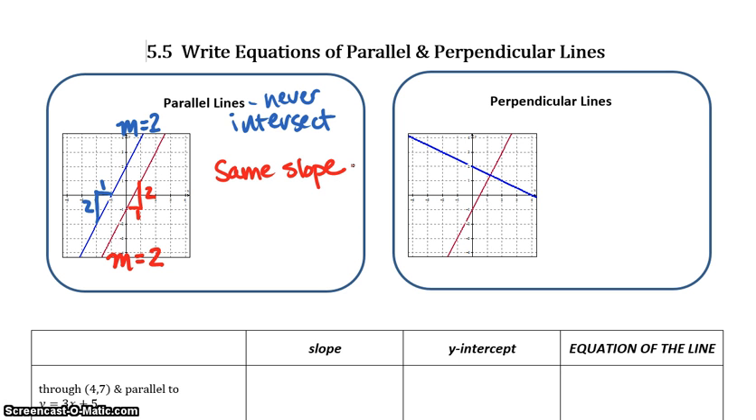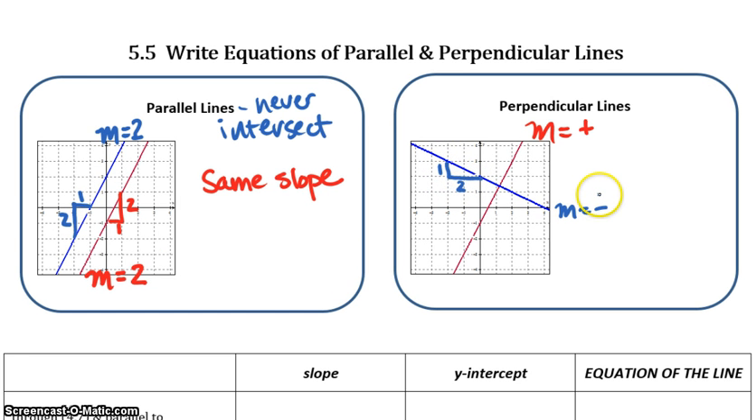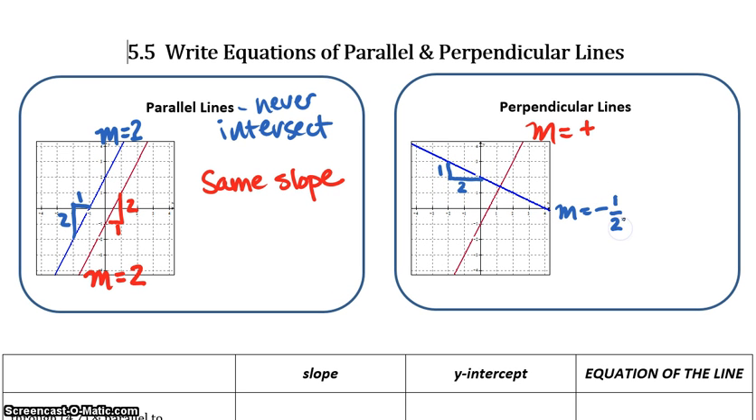Now perpendicular lines will not have the same slope. If you look at them, the red one should be positive, and the blue line should be negative because it's going down. If we look at the slope of the blue line, we rise 1 and we run 2. So it's going to be negative 1 over 2, or negative 1/2. If we look at the red line and also use rise over run, we rise 2 and we run 1. So we have a positive 2.